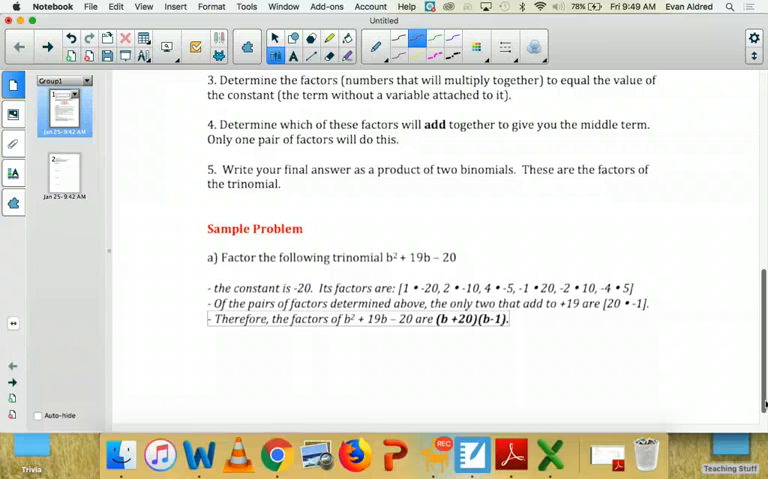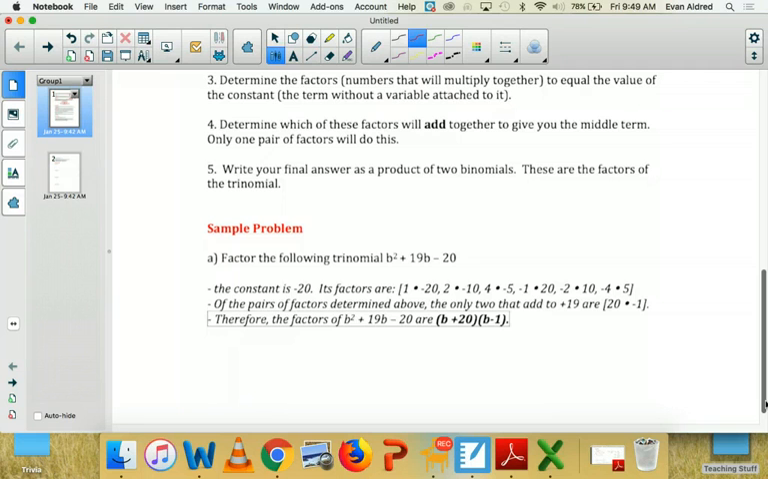So let's take a look at a sample problem. If we're asked to factor b squared plus 19b minus 20, we make sure that our degrees, or the values of our exponents, are decreasing, which they are. At the beginning, we have an exponent of 2. In the middle, we have an exponent with a value of 1. And at the end, we have a constant, or no exponent.